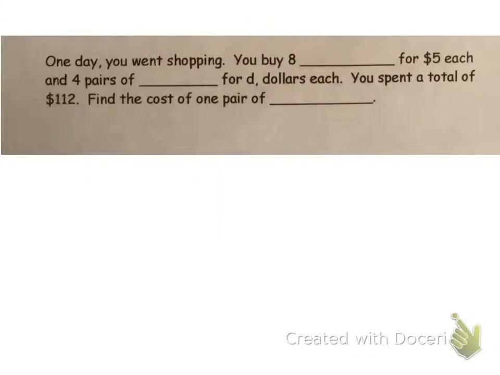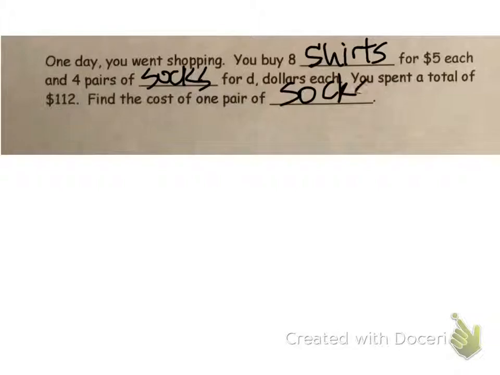Now we have a little word problem. I'm just going to keep it simple. Fill in however you'd like. One day you went shopping. We'll say you buy 8 shirts for $5 each and 4 pairs of socks for $D each. There's the mystery number. You spend a total of $112. Find the cost of 1 pair of socks.